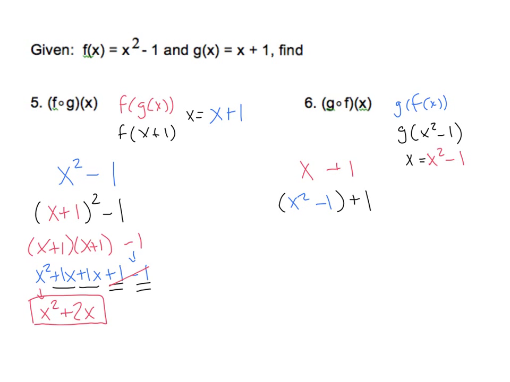All right? Well, really there's not much work here. We have x squared minus 1 plus 1. We see we can combine the minus 1 and plus 1, and those cancel out, and all we're left with is x squared.